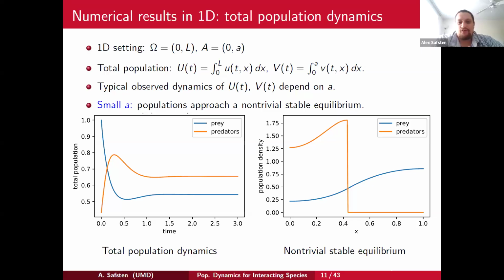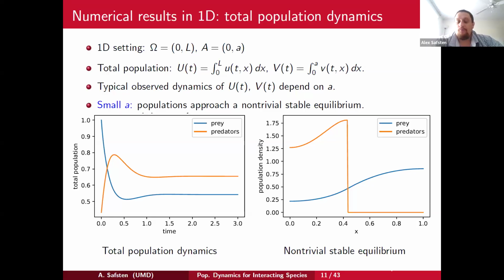We'll take a look at the total populations, which are the integrals of the population densities on the respective domains, and take a look at the dynamics. So if A is small, meaning that the predators have only a very small region to live in, the solutions appear to approach a stable equilibrium, and we hypothesize that this is the equilibrium whose existence we just proved. So in the pictures on the left, we're looking at total population, which after a little bit of oscillation settles down on an equilibrium.